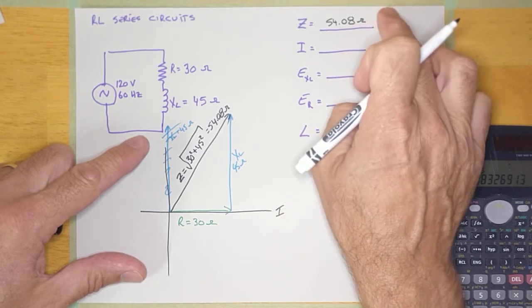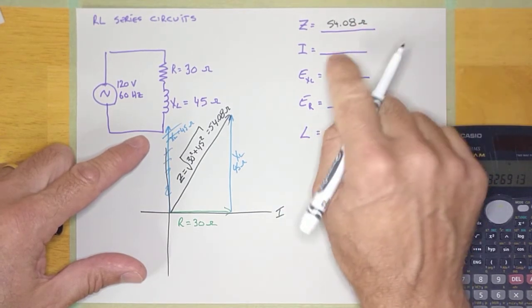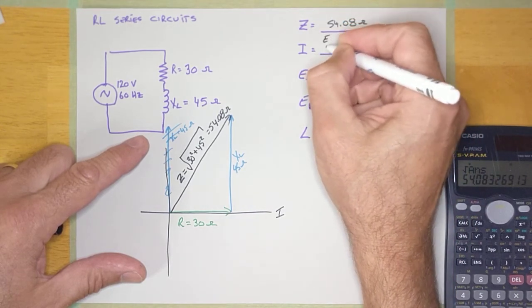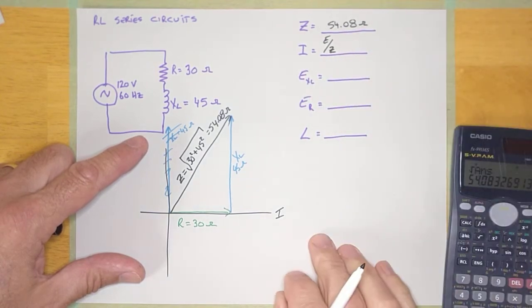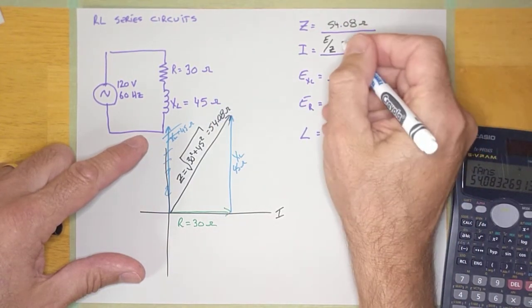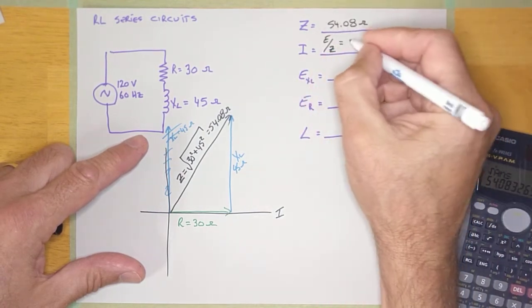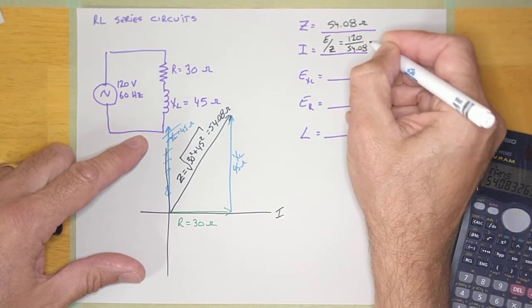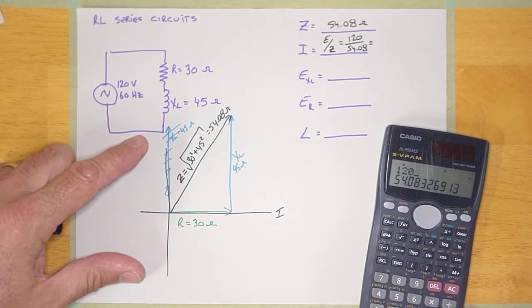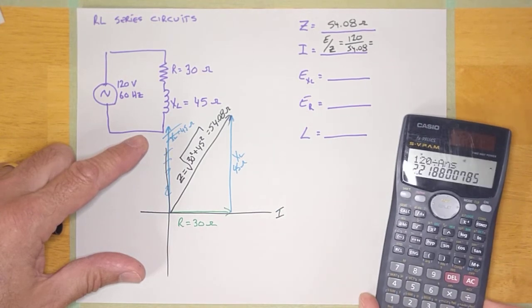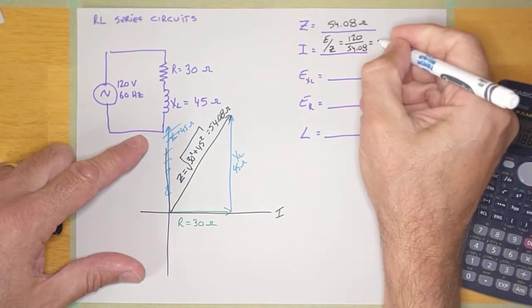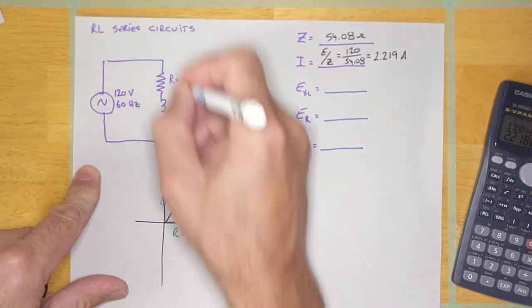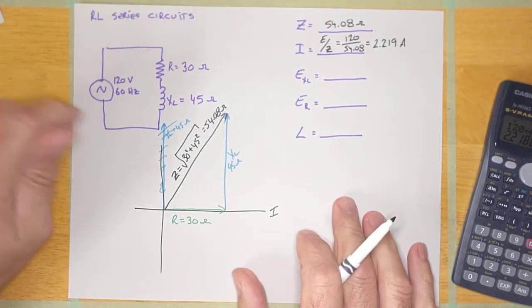Now that we know the sum of all the gadgets in the circuit that are limiting current, I should be able to calculate the current, because current is always going to be the voltage in the circuit divided by whatever's limiting current in the circuit. And in this case, that's impedance. And so it's going to be the 120 over 54.08. And we're going to calculate that. 120 divided by answer equals 2.219, okay? 2.219 amps. And that current will be flowing through both these devices.